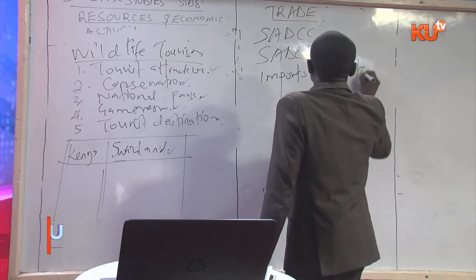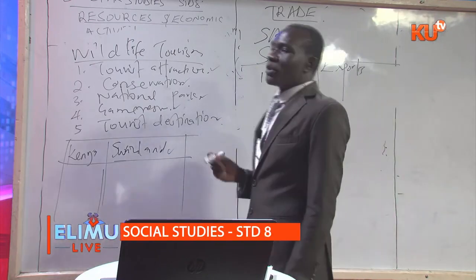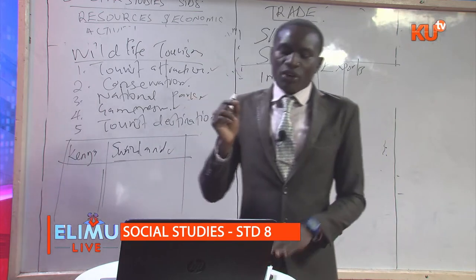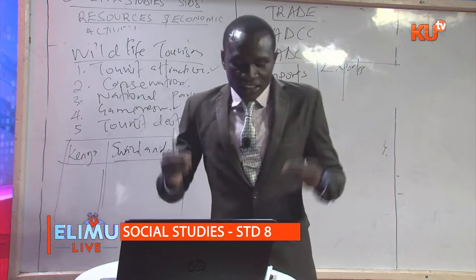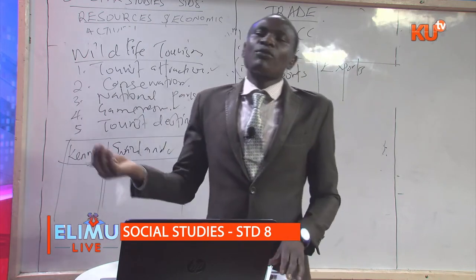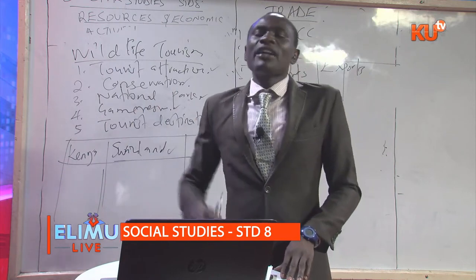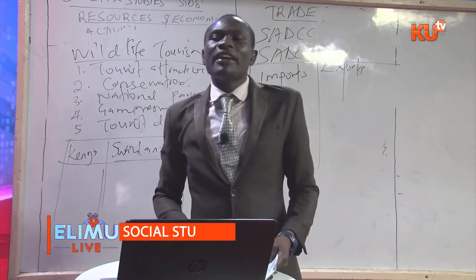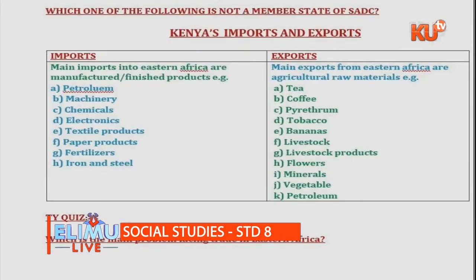What do we import as a country and what do we export as a nation? Imports are goods that we buy, that are manufactured and come mainly from other countries. Exports are what we take to other countries. As you can see, our main imports are manufactured or finished products. They are also there on your screen.